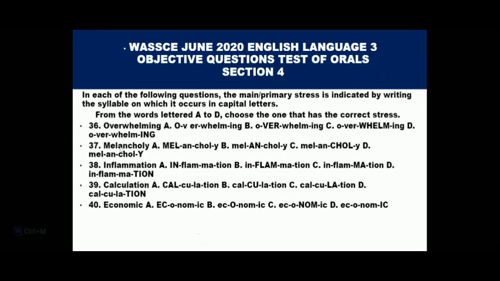And so this brings us to the 2020 English language 3 objective questions on test of orals, and we're looking at section 4. The instruction is, in each of the following questions, the main or primary stress is indicated by writing the syllable on which it occurs in capital letters. From the word letter A to D, choose the one that has the correct stress. And we are going to deal with questions 36 to 40. Now, let's begin with question number 36. The word given is overwhelming.